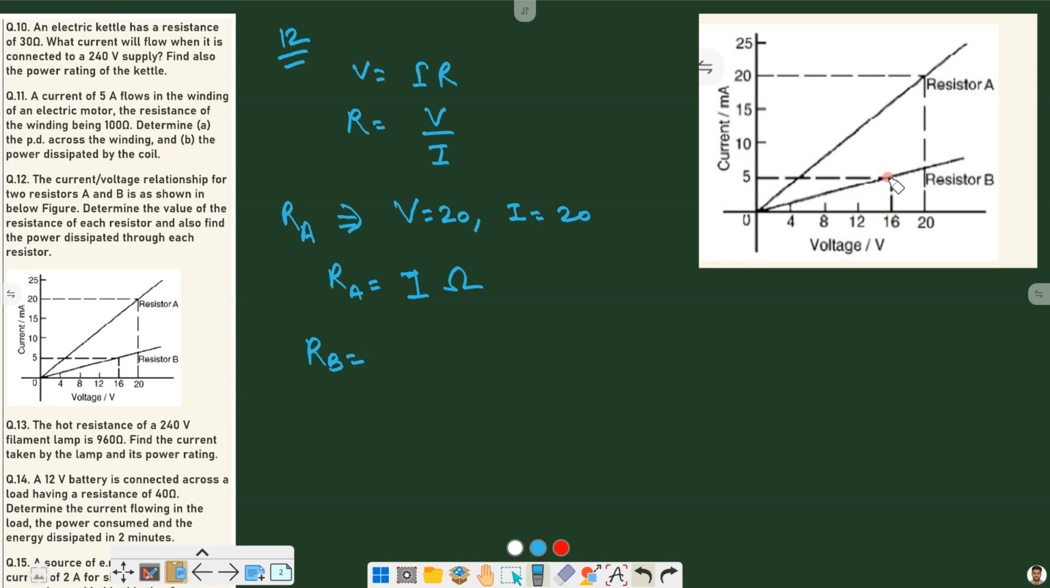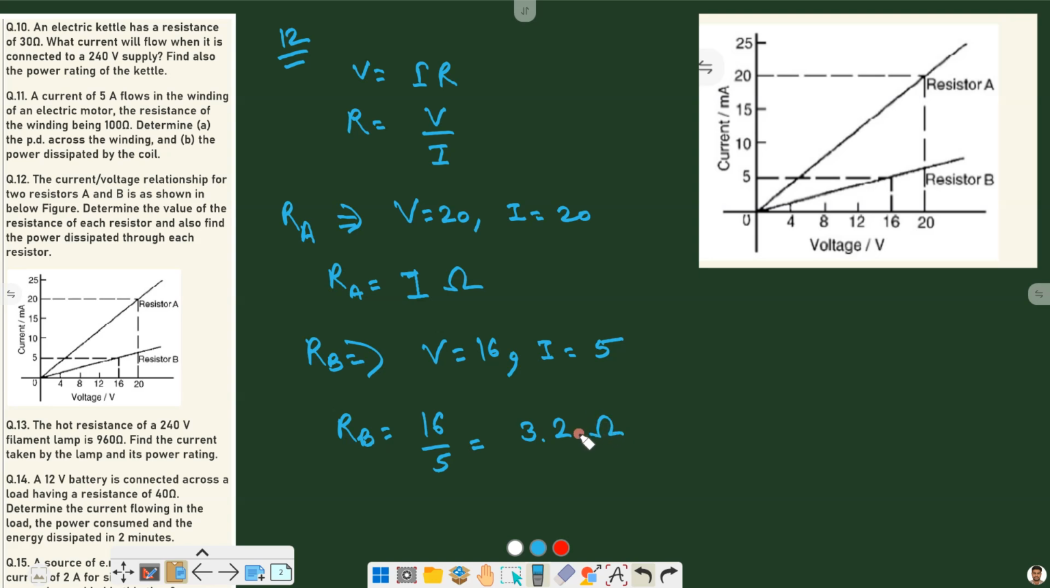For resistance B, you can see the markings here. Here voltage is 16 and current is 5 ampere. So RB is equal to VB by IB, or 16 by 5. So we will get 3.2 ohm.